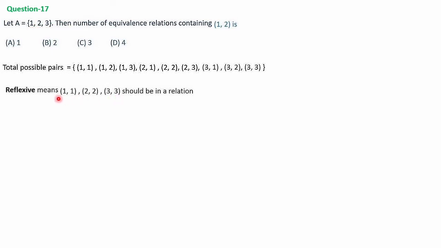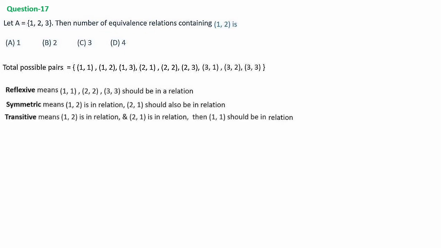So when you are writing a relation, all these three elements must be there first of all. Then symmetric: this (1, 2) must be in the set, in the relation. So (1, 2) is there means (2, 1) also should be there. Then only the relation will be symmetric, because we need an equivalence relation.